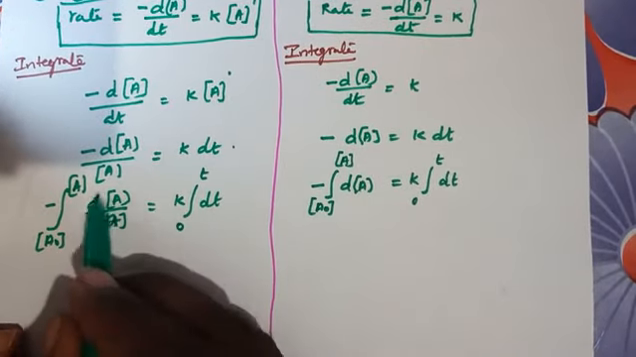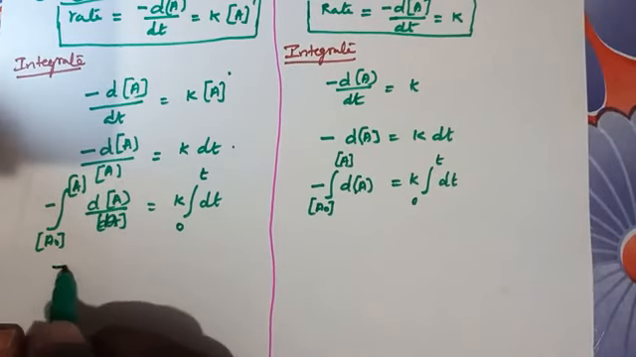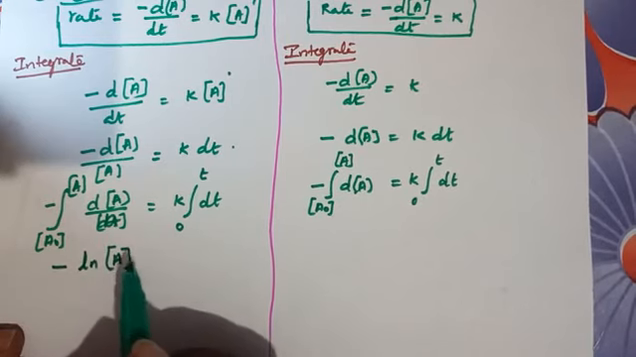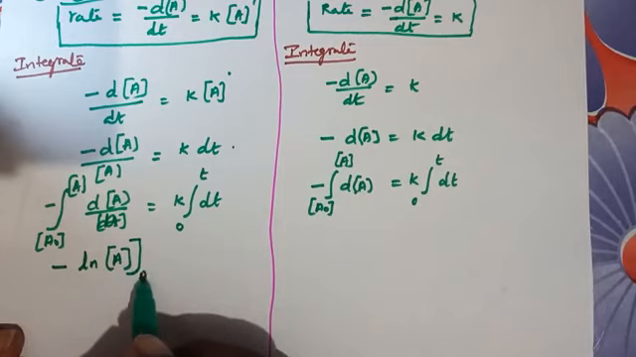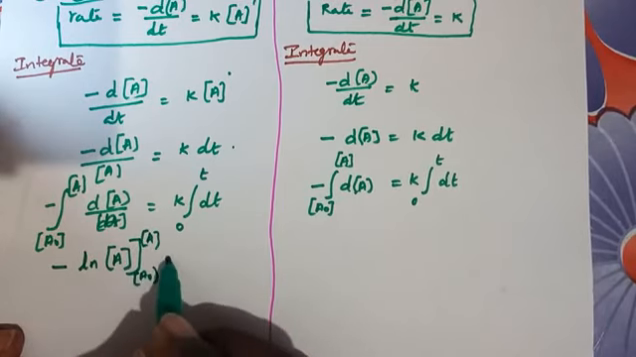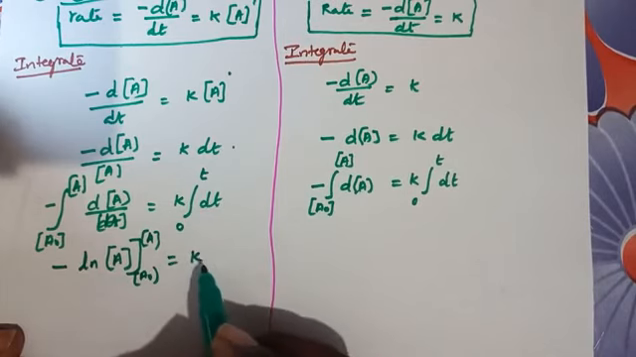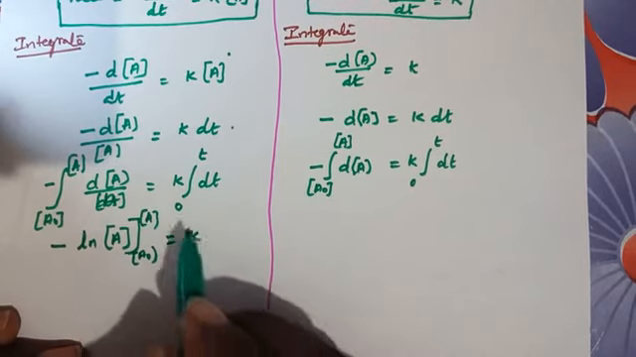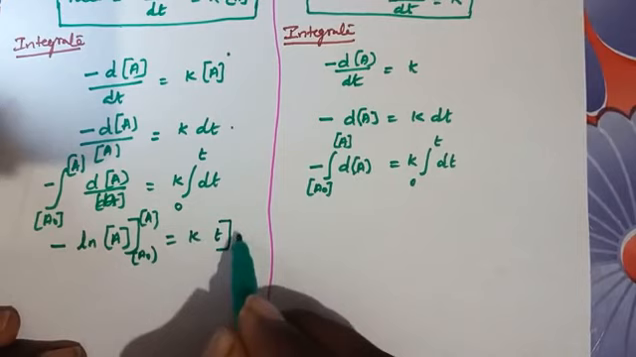The integrated value of dA divided by A is minus ln A concentration, applying limits, initially A naught and final concentration A, which is equal to k into the integrated value of dt. The integration of dx is equal to x, so dt is equal to t, applying limit 0 to t.